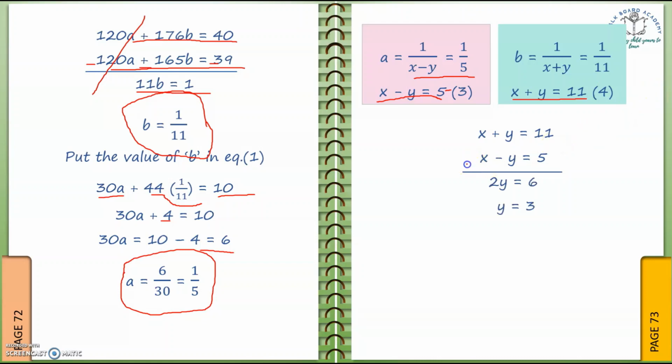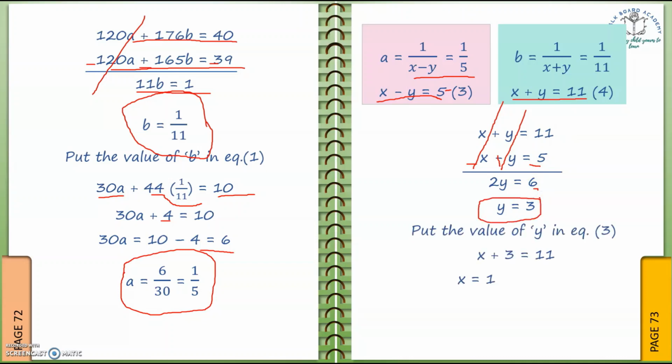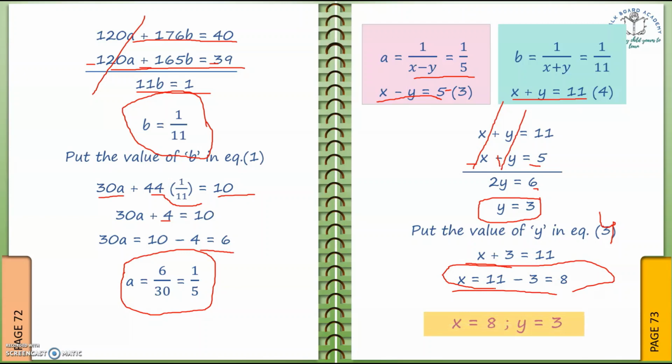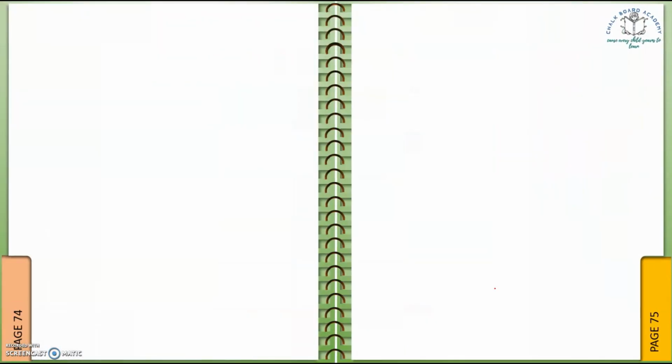So here after changing the sign, x is eliminated, and then we get 11 minus 5, that is 6, so 2y is equal to 6. So we got y as 3, and now we can put the value of y in equation 4 to find the value of x. So x plus 3 is equal to 11. x is equal to 11 minus 3. Therefore x is equal to 8. So here we get x is equal to 8 and y is equal to 3.